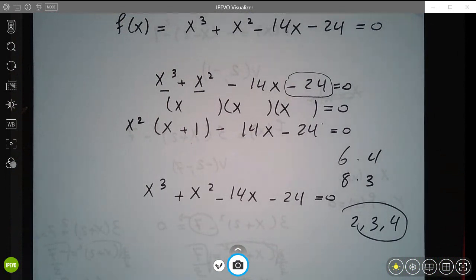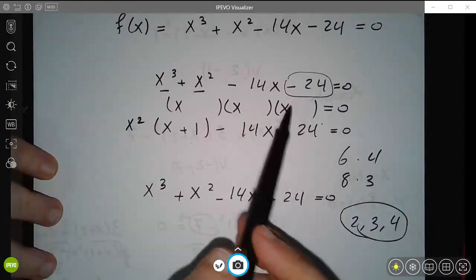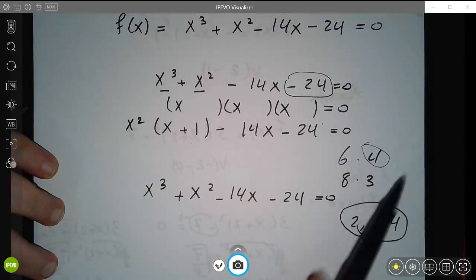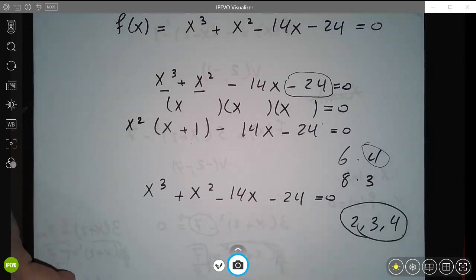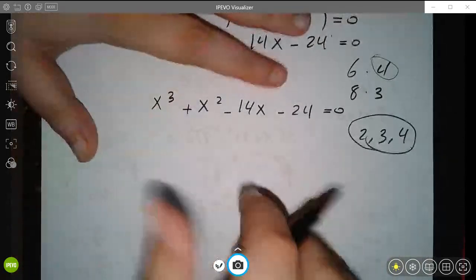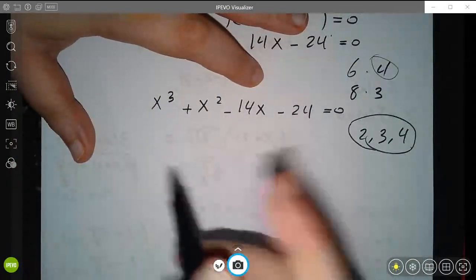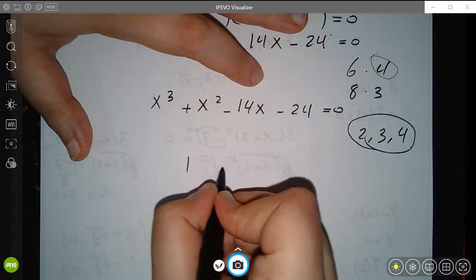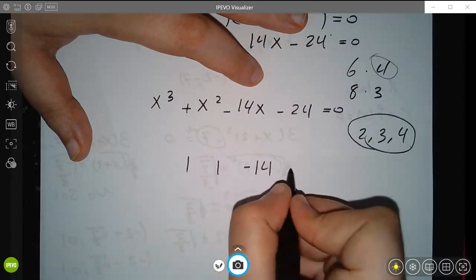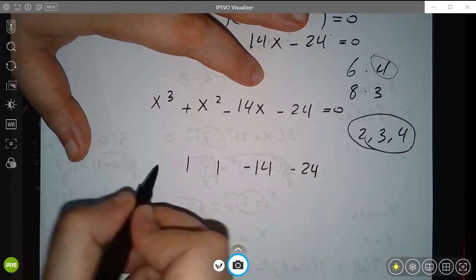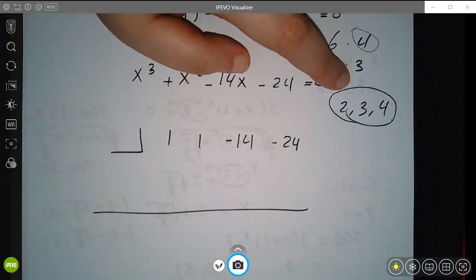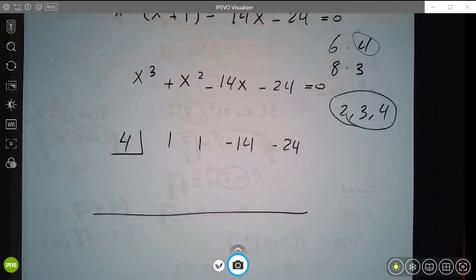So knowing this, having figured out that the zeros are 2, 3, and 4, and that the result of the multiplication is negative, I already know one of them is going to be negative, and it's most likely the biggest number of the 3. So here's what I'm going to do. I'm going to write the coefficients of the polynomial in number form, like this, for synthetic division. That's what it looks like. I have my window right here. Leave room. Then you choose one of these to place in here. Let's go with the 4 first.